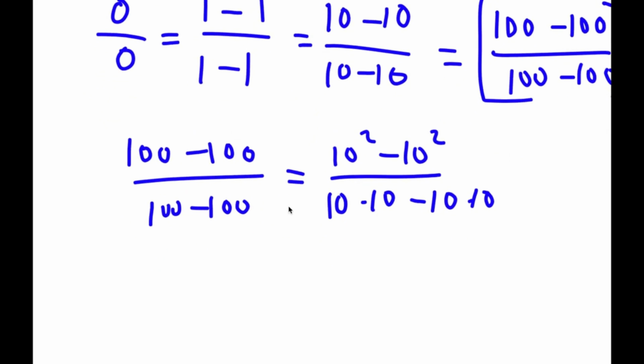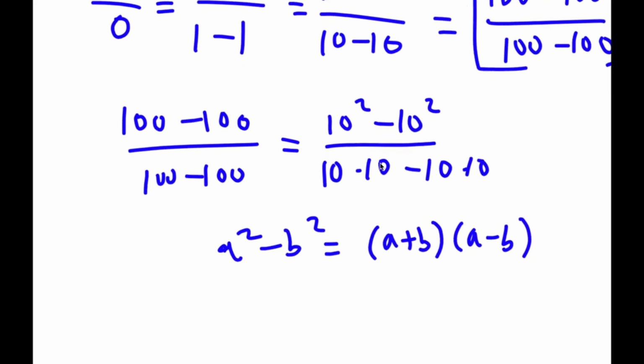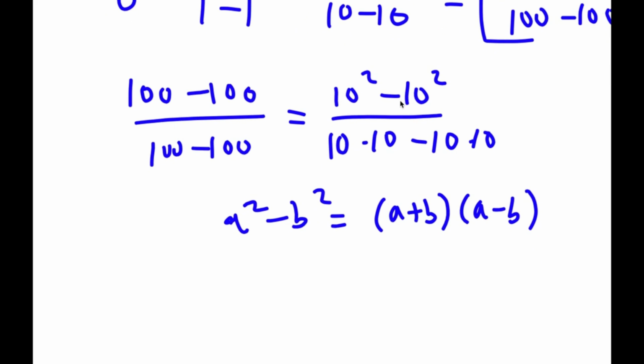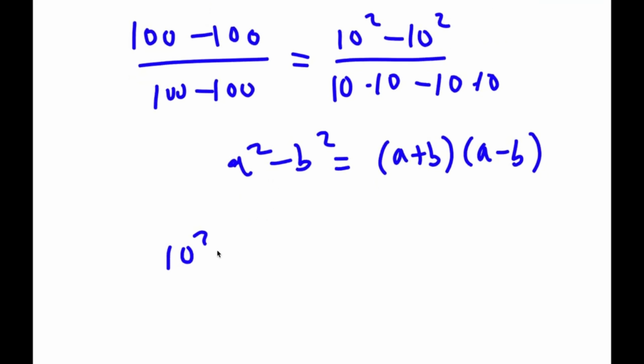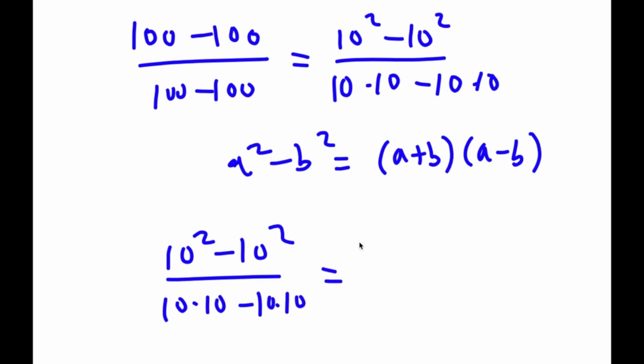However, now, if I have something in the form a squared minus b squared, this is equal to a plus b times a minus b. So 10 squared minus 10 squared, let me write that right here real quick, 10 squared minus 10 squared over 10 times 10 minus 10 times 10. This is going to equal 10 plus 10 times 10 minus 10.